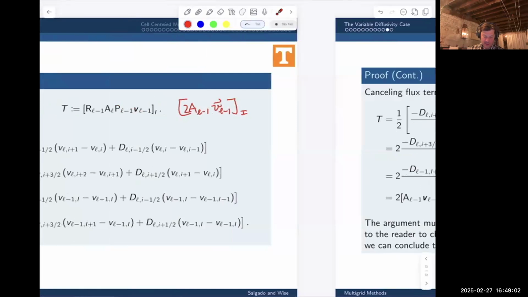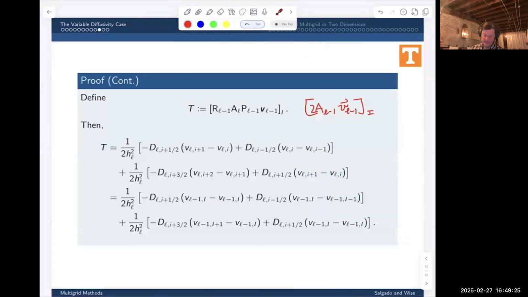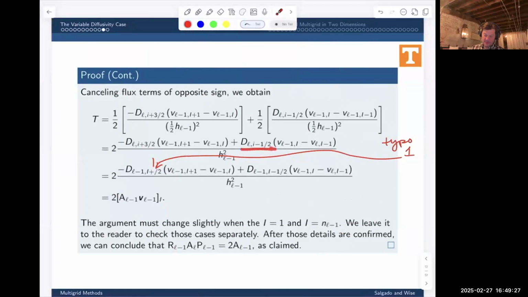How do I know that? Well, I just said that, for example, these 2 points are the same. That's the fine level grid edge grid point with the index little i plus 3/2, and this one is the coarse level grid point with index I plus 1/2. Those are the same, and these two are the same. They just have different notation.